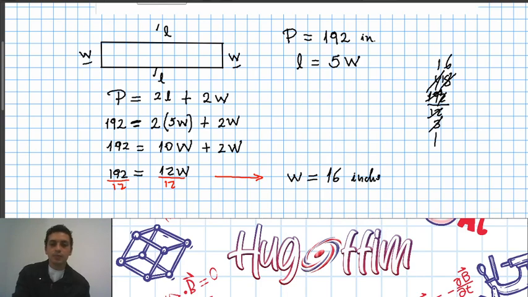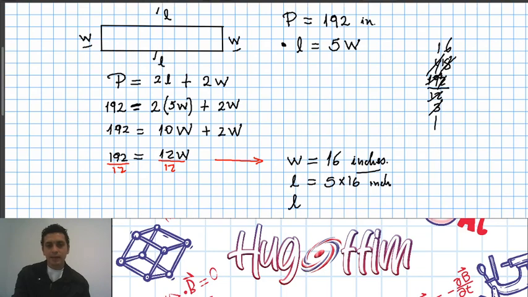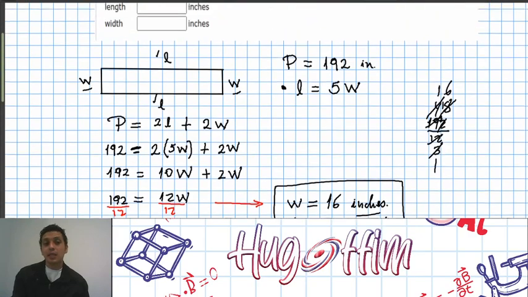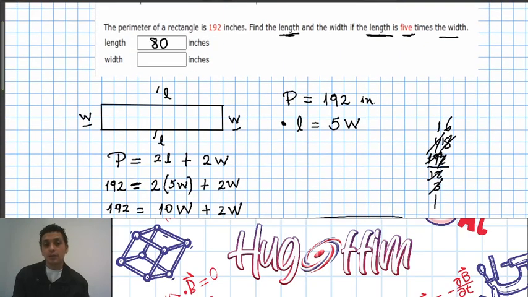16 inches, of course. And obviously, the length will be 5 times the width, so the length will be 5 times 16 inches. So finally, my length is going to be 80 inches. Okay? And that's it. We found out that the length of our rectangle is 80 inches and the width is going to be 16 inches. Okay, so I'm going to write it here, 80 and 16.